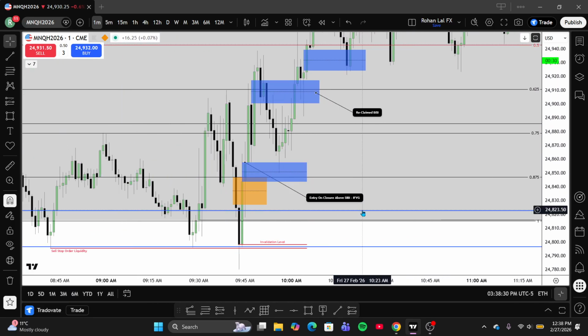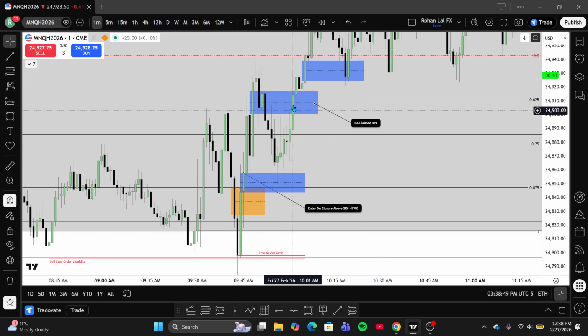but this was the main entry, and so the entry was on the closure above the SIBI / inversion fair value gap here at 9:45. We then see the market trade back higher. We then see the market trade back lower into a redelivered rebalance inefficiency. Once our redelivered rebalance inefficiency has been traded into, we see the market trade higher.